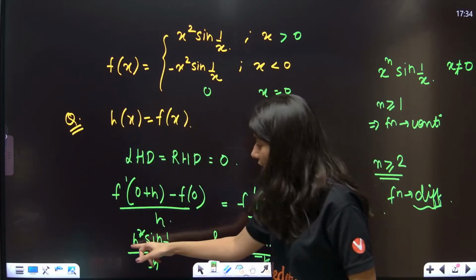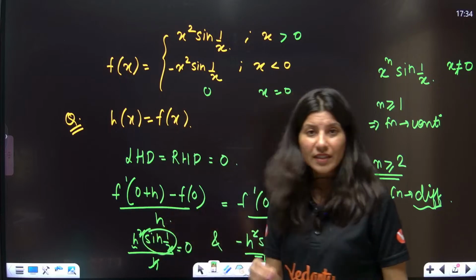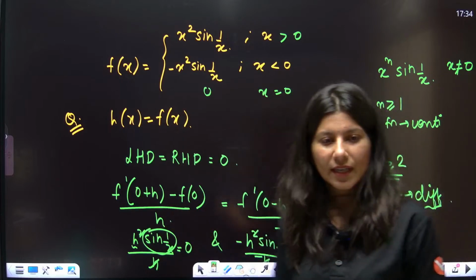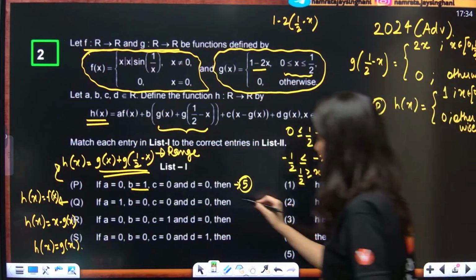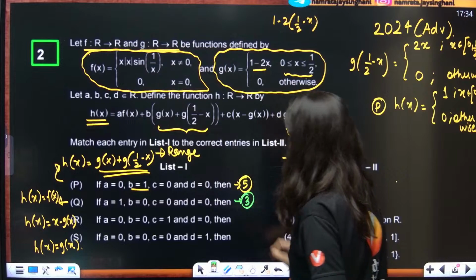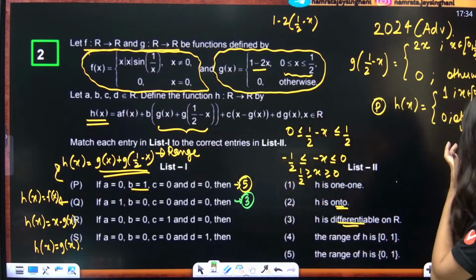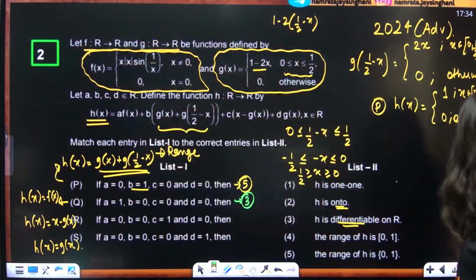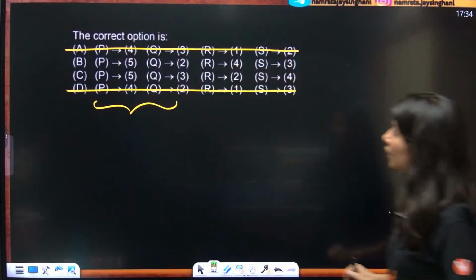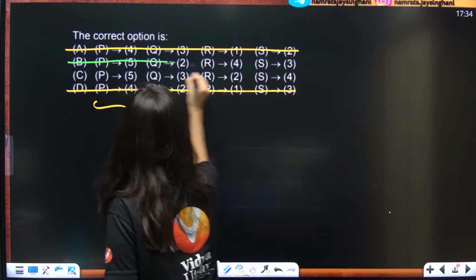How come this is 0? 0 multiplied by a finite quantity. Sine of 1 by h is a finite quantity, right? So this is actually a differentiable function. So clearly this is matching with option 3. Okay, so Q is matching with option 3. That means option B is also incorrect.